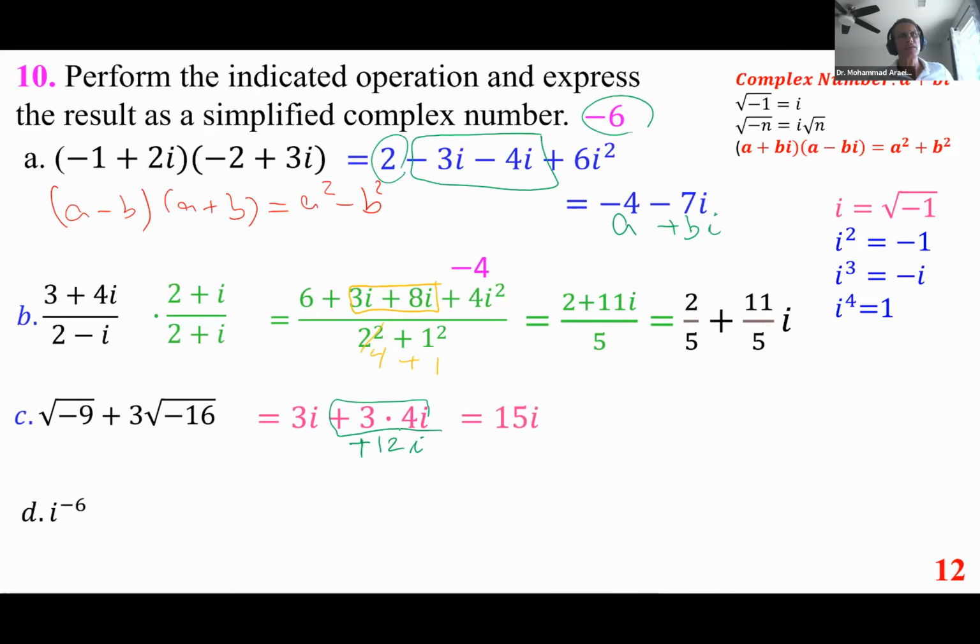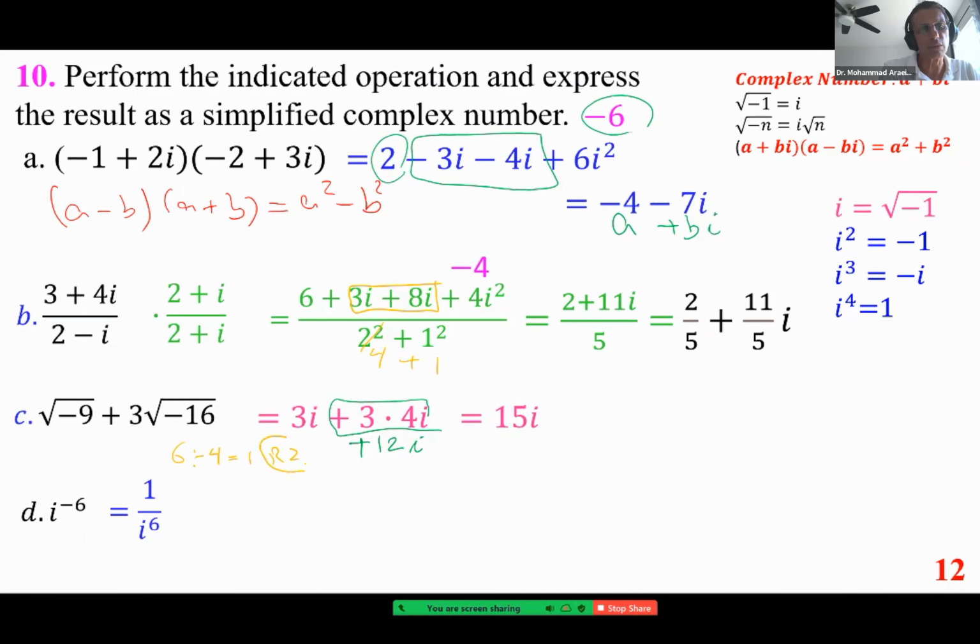i to the power of -6, we can write it as 1 over i to the power of 6. And now, how do we simplify this? i to the power of 4 is 1. So all you have to do, anytime the exponent here is larger than 4, is divide by 4 and just keep the remainder. So I'm going to show you. If I divide 6 by 4, the answer is 1, and the remainder is 2. This is what matters. So it's 1 over i squared, and we know i squared is -1.